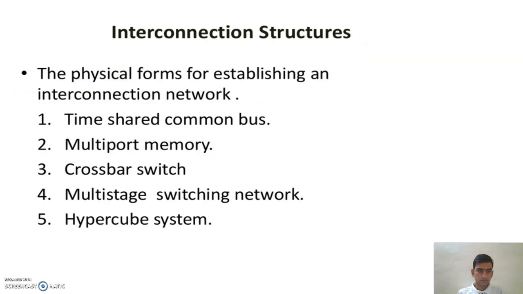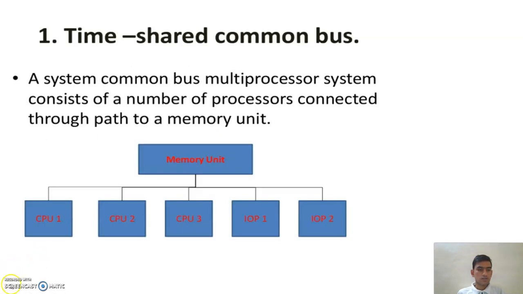Interconnection structure. The physical forms for establishing an interconnection network are time shared common bus, multi-port memory, crossbar switch, multi-stage switching network, and hypercube systems. First, time shared common bus. A common bus multiprocessor system consists of a number of processors connected through a path to a memory unit: CPU1, CPU2, CPU3, IOP1 and IOP2.